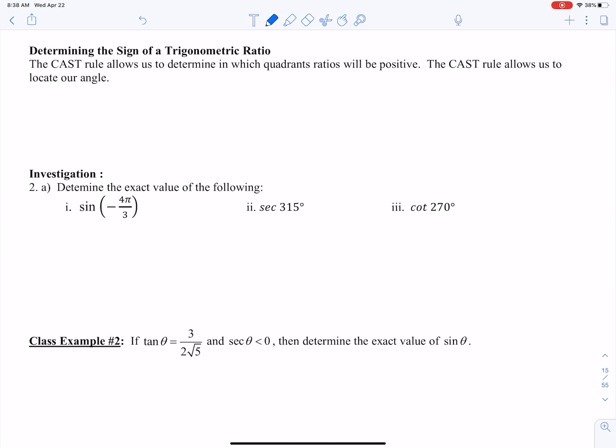All right, now we're going to investigate when trig ratios are positive or negative based on what quadrant they're in. If you think about it, x and y are positive in quadrant 1. x is negative and y is positive in quadrant 2. Both x and y are negative in quadrant 3, and x is positive but y is negative in quadrant 4. And one other thing, r is always positive.